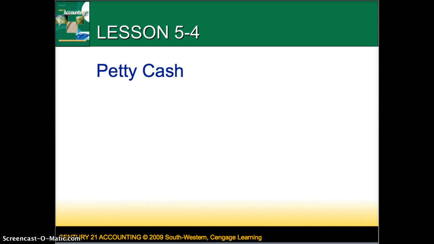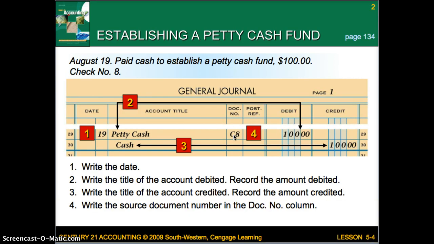It might just be like $200 in your petty cash fund, and you always make sure that that same amount of money is staying in there. It's just for little things that it doesn't even really make sense to write a check for. So, establishing a petty cash fund.